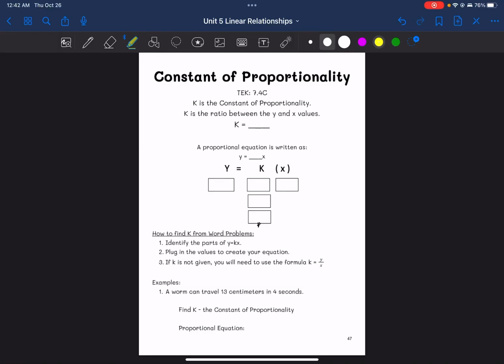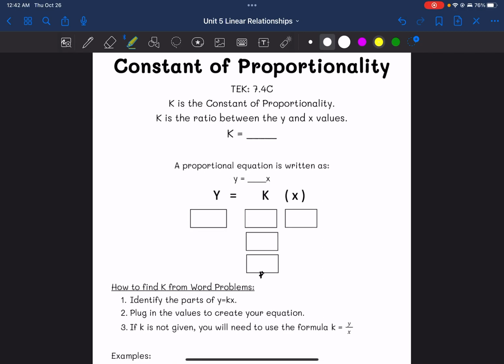Hey friends, so today we are going over constant of proportionality. Here, let's talk about what K is. K is the constant of proportionality. It is also the ratio between the Y and X values.